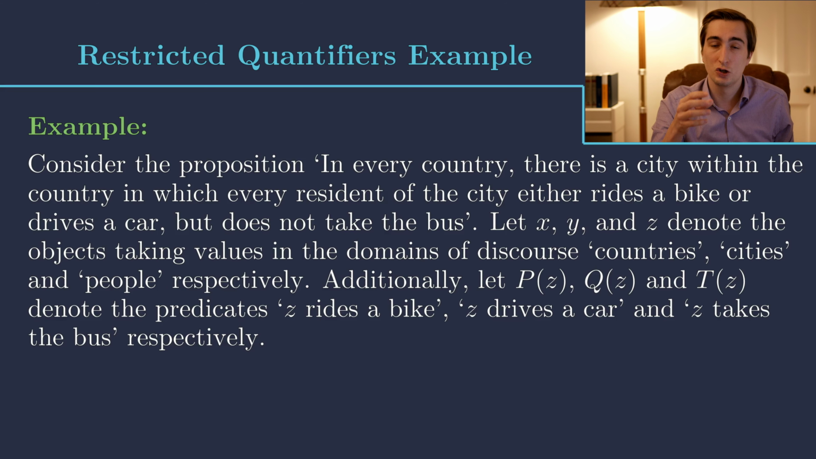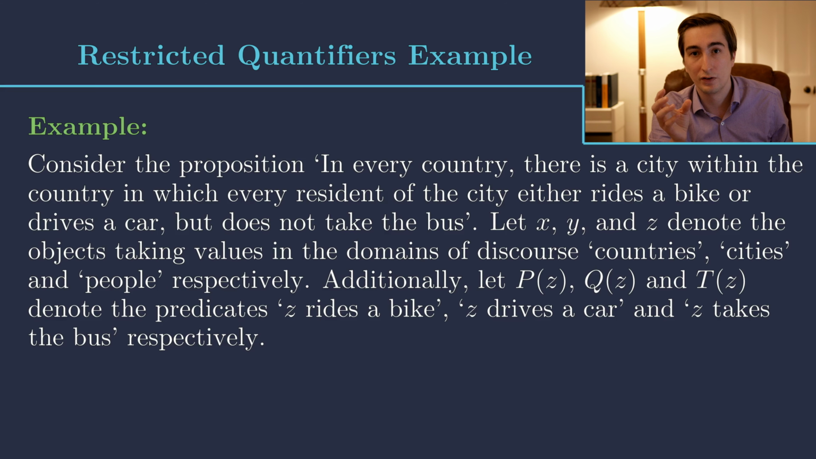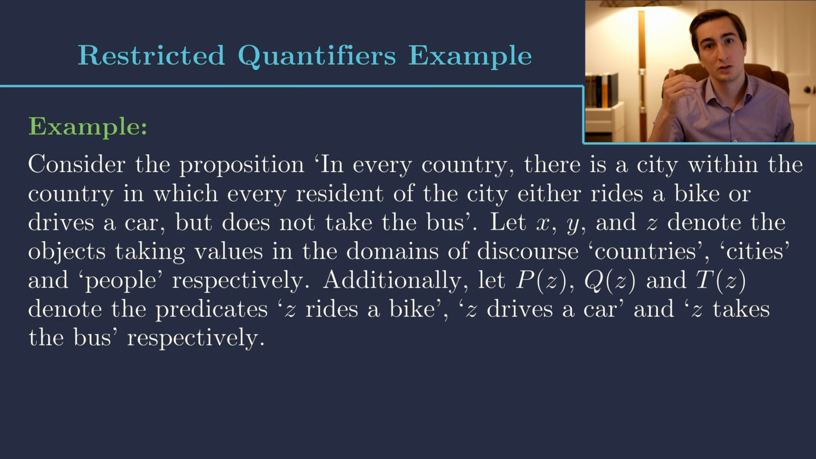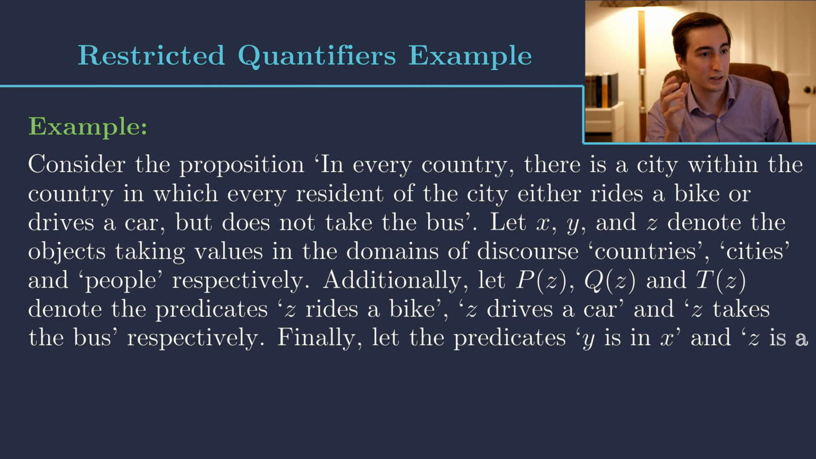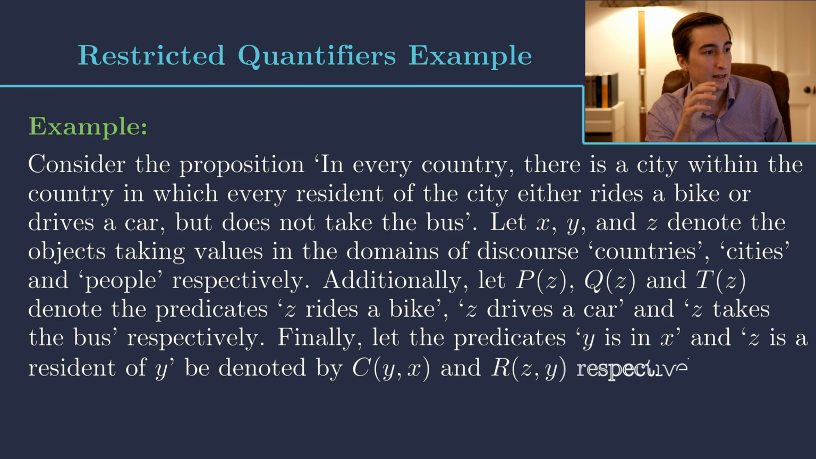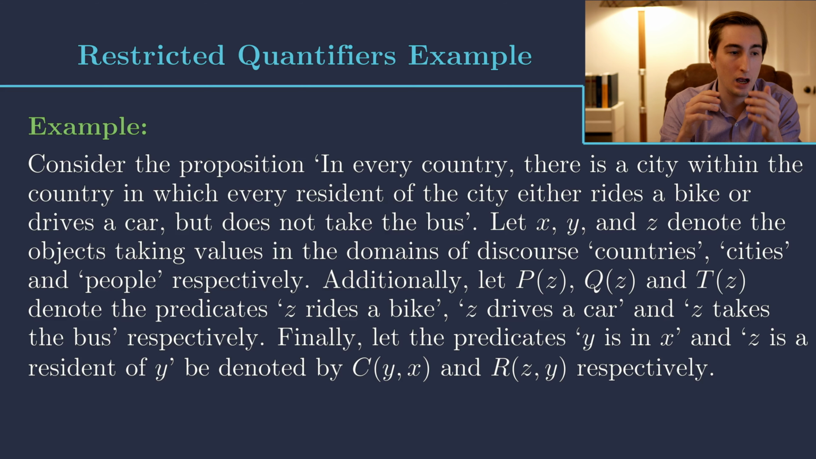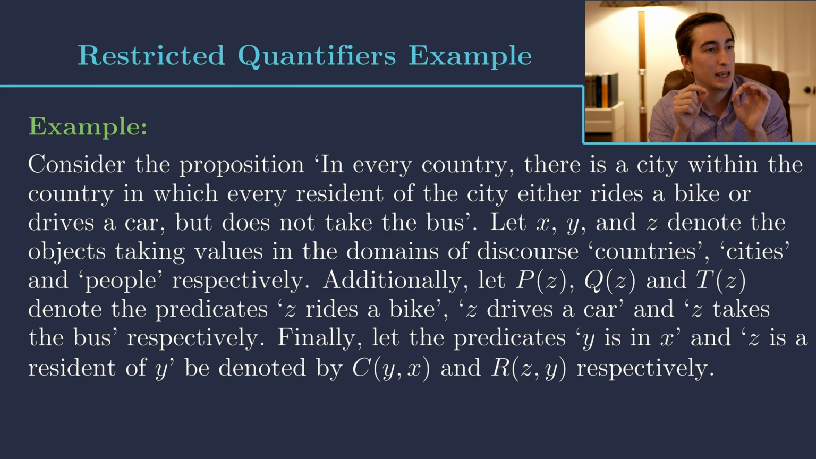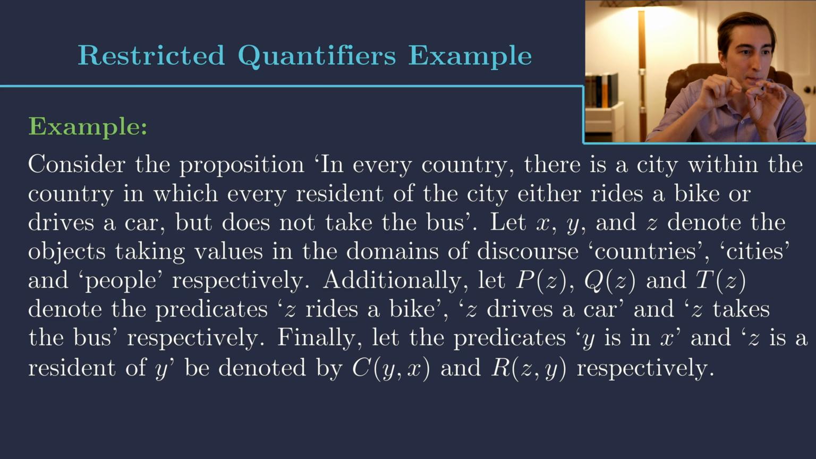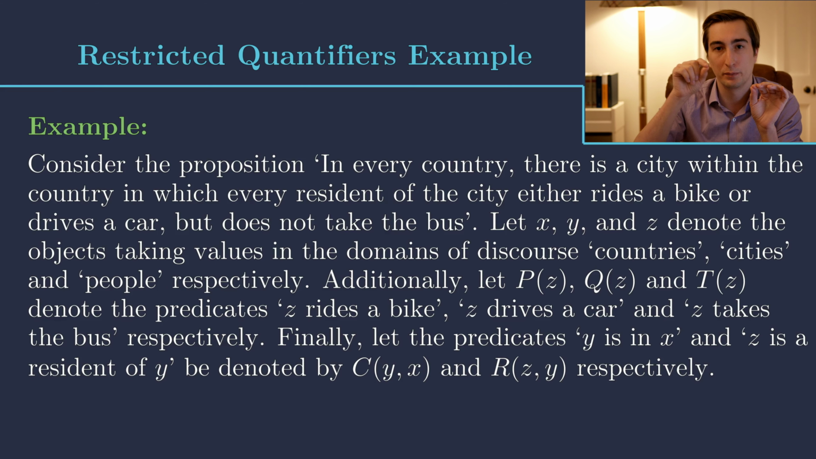But we also need some additional predicates that are going to be functions of two variables now, that are going to effectively be used for our restricted quantifiers. So we're going to have two more predicates that we'll call Y is in X and Z is a resident of Y, and we'll denote those by C(Y,X) and R(Z,Y) respectively. So in other words, what C(Y,X) is trying to tell us is if that city is in the country, and R(Z,Y) is trying to tell us if that person is a resident of the city. So that is effectively what these things are going to do.